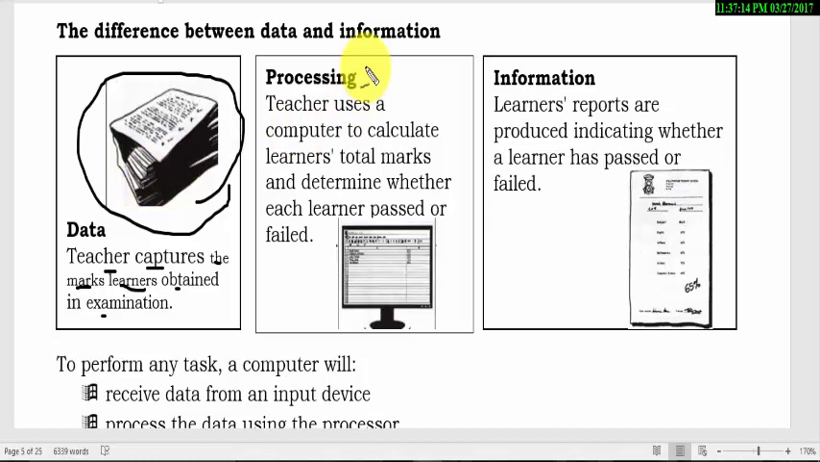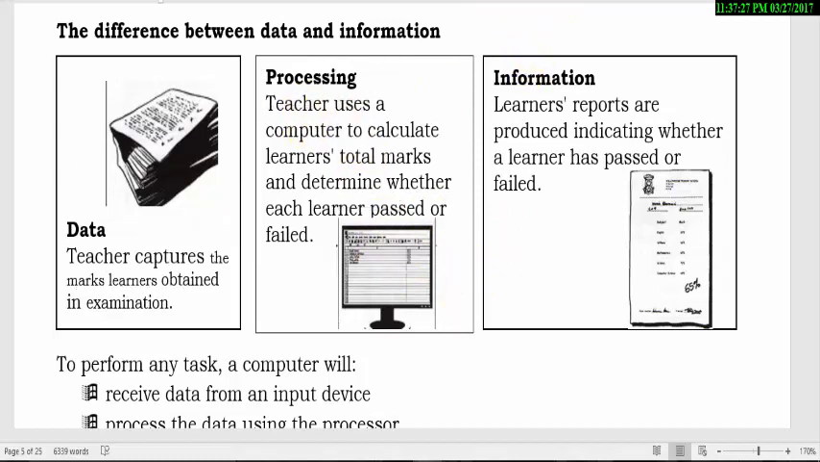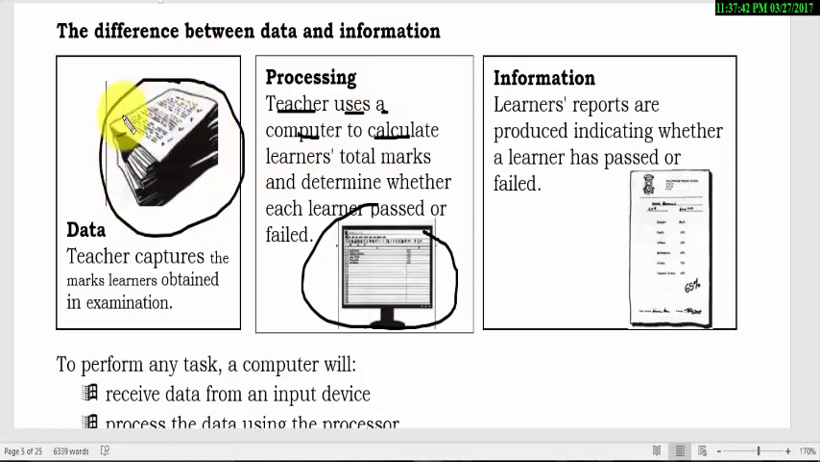Now, here, we are going to look at word processing. Like I said earlier, this picture shows us the monitor or the computer. In this case, the teacher uses a computer. This is the computer the teacher has got. The teacher uses the computer to calculate. The teacher wants to find how many marks each pupil got in the test which the teacher gave.